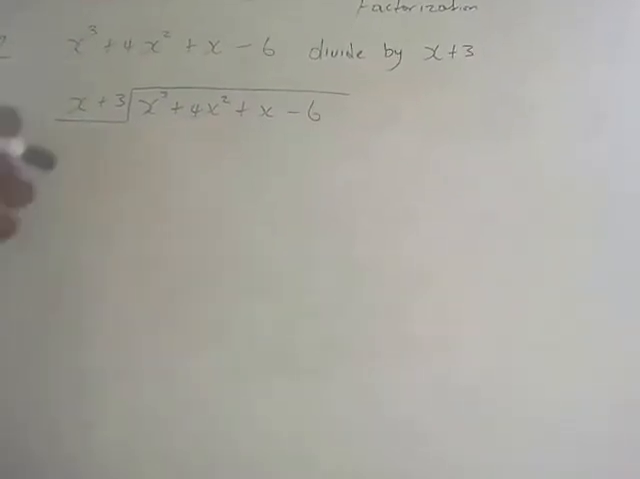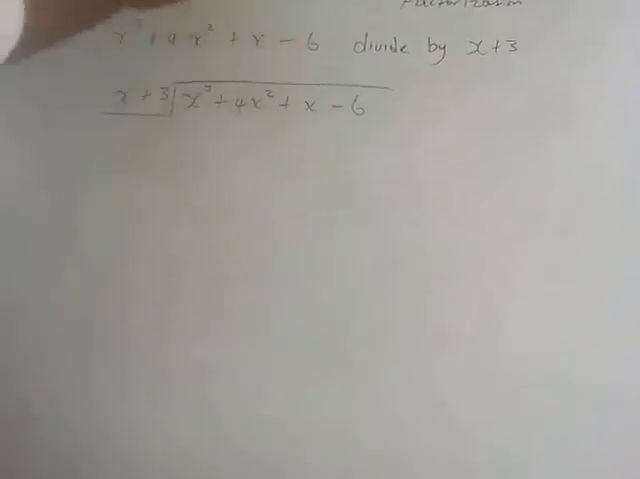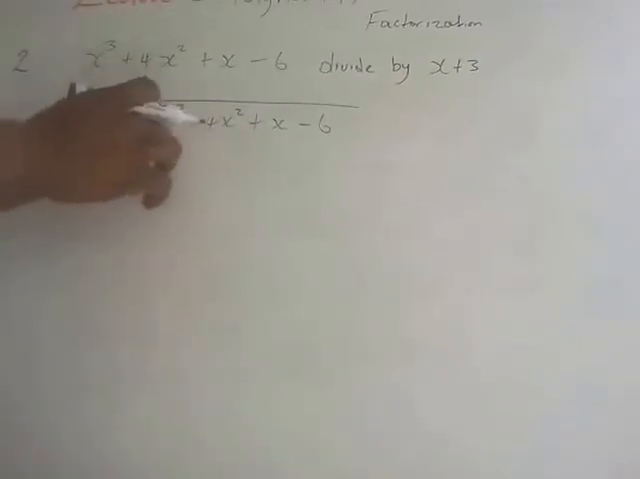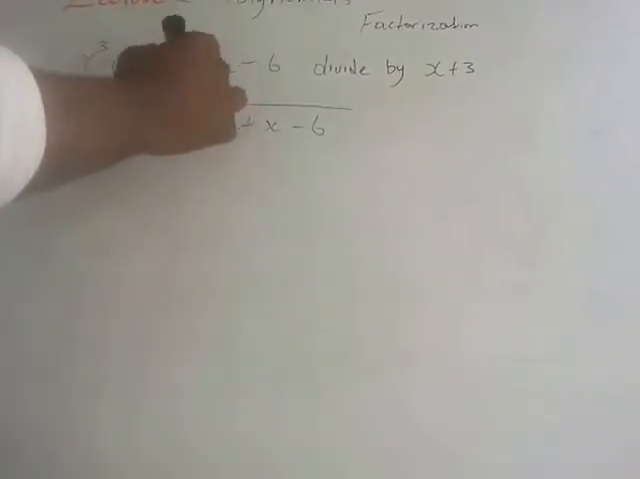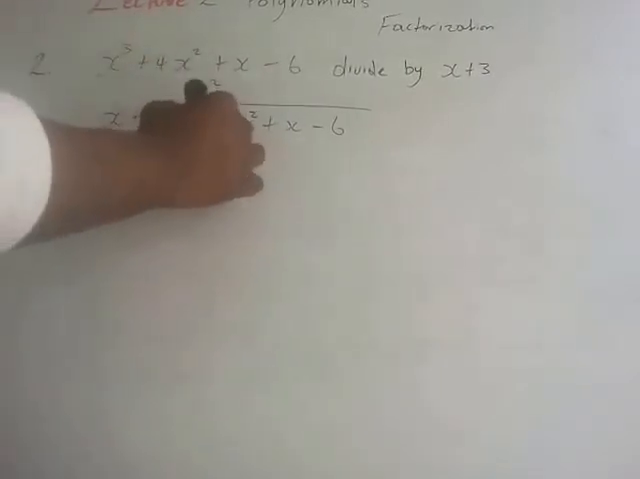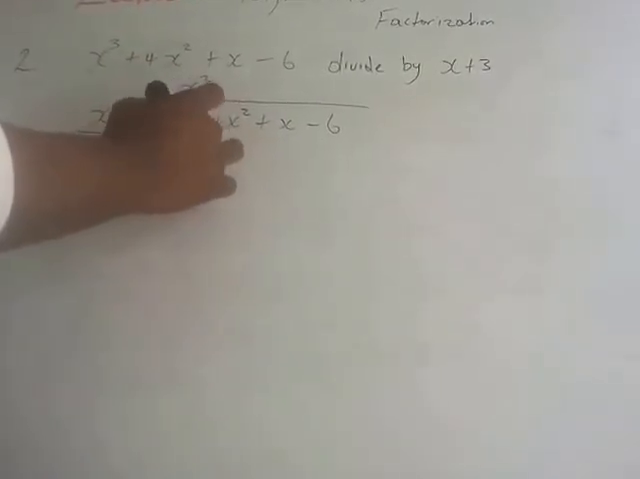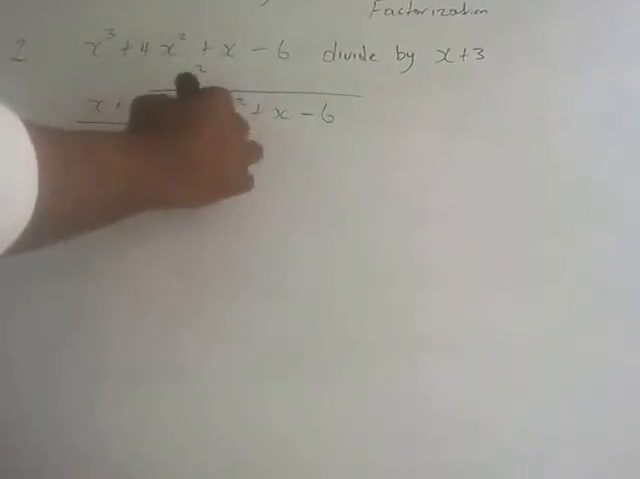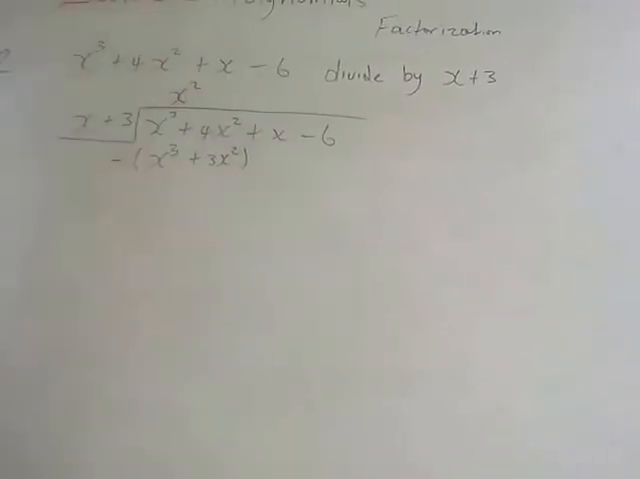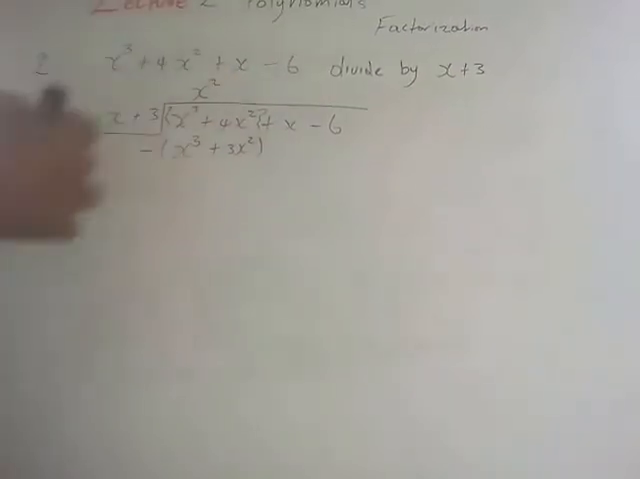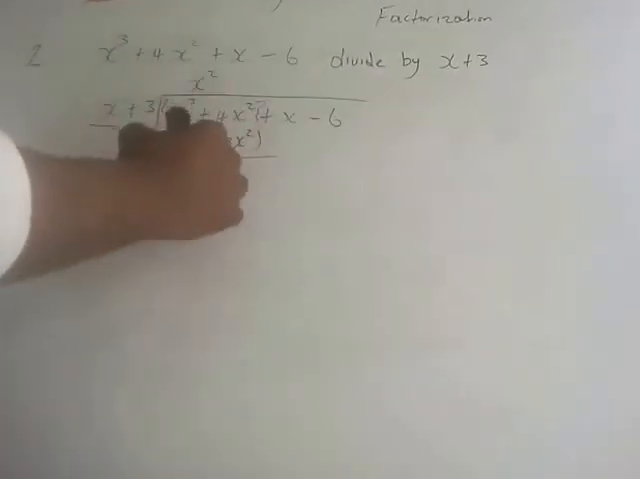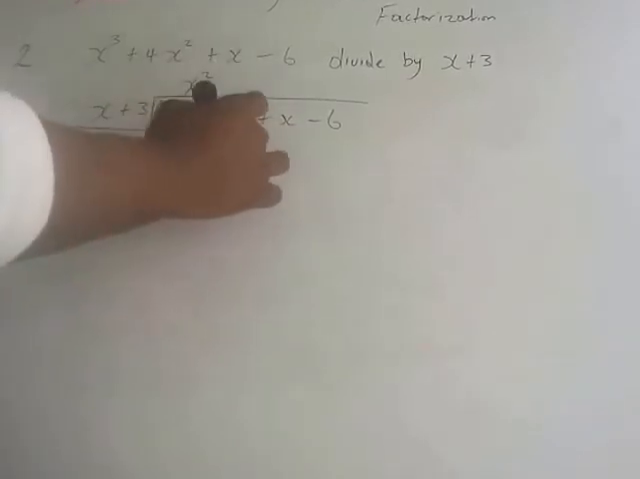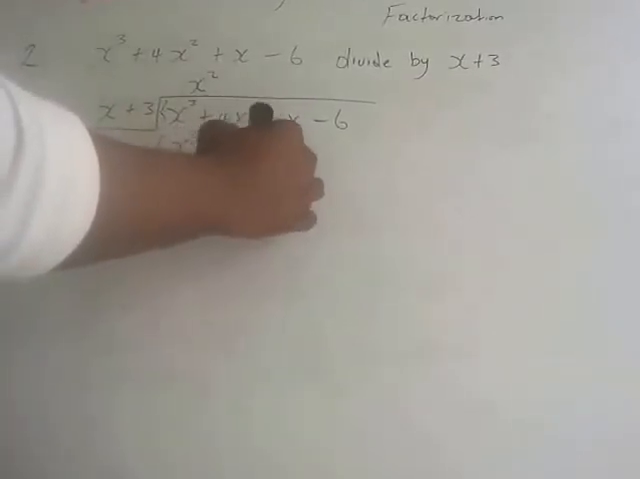So what we're going to do is divide each term by x and then multiply the result by both terms of x plus 3. So x into x cubed goes x squared, times x is equal to x cubed. X squared times 3 is plus 3x squared. And we're going to subtract this from these two terms. So x cubed minus x cubed, you get 0, and 4 minus 3, you end up with x squared.